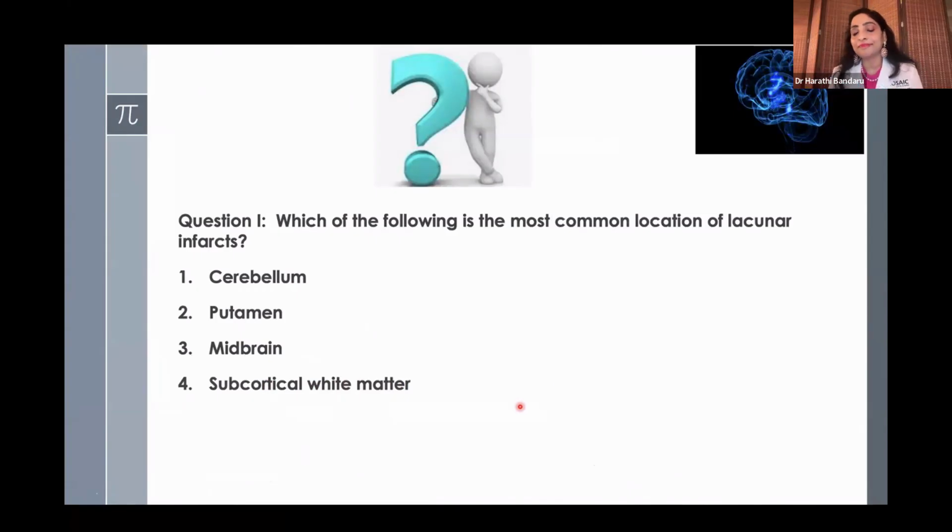Who is ready to answer? Subcortical white matter. No. Very good try. Thank you for trying. Next person. The clue is I just mentioned to you a few minutes ago. Now it's easy. You have only 3 options. You already know one option is not right.